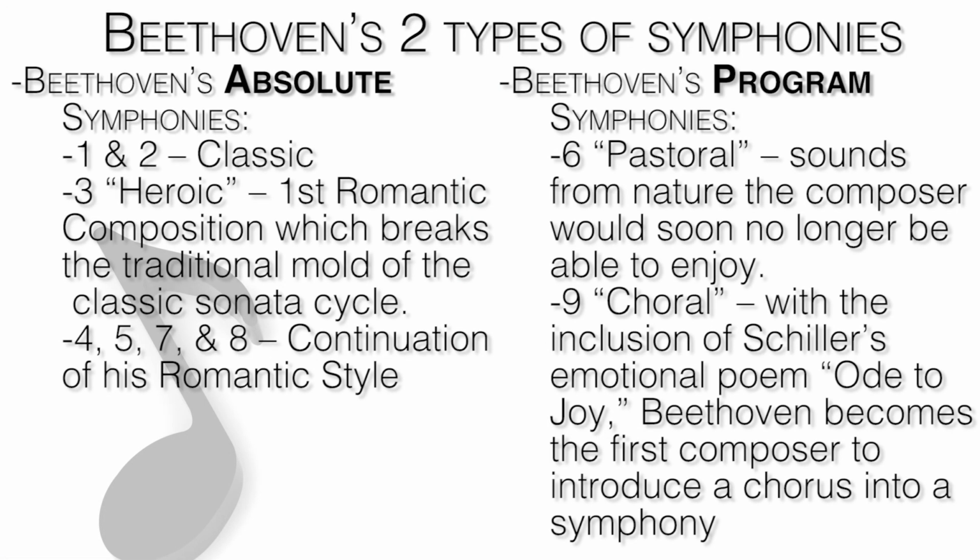Beethoven's 2 program symphonies are the 6th Symphony, the Pastoral Symphony, that were sounds from nature that he would soon no longer be able to enjoy. We have the chirping of birds, we have a storm that approaches, dance music for the people involved within the Pastoral Symphony. Again, if you've listened to the first Fantasia by Walt Disney, then you've heard the Pastoral Symphony.